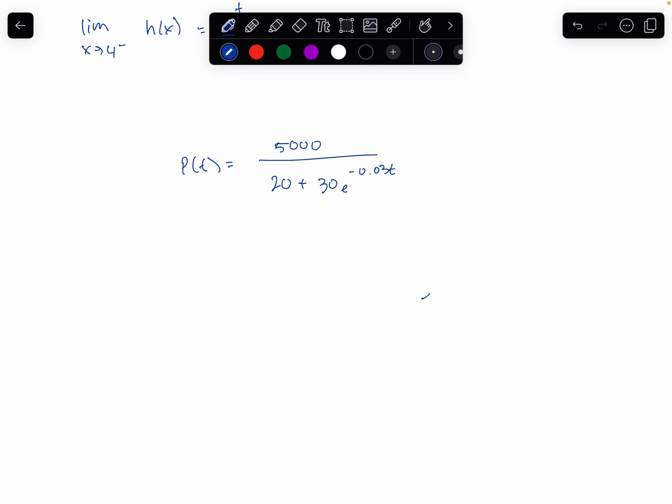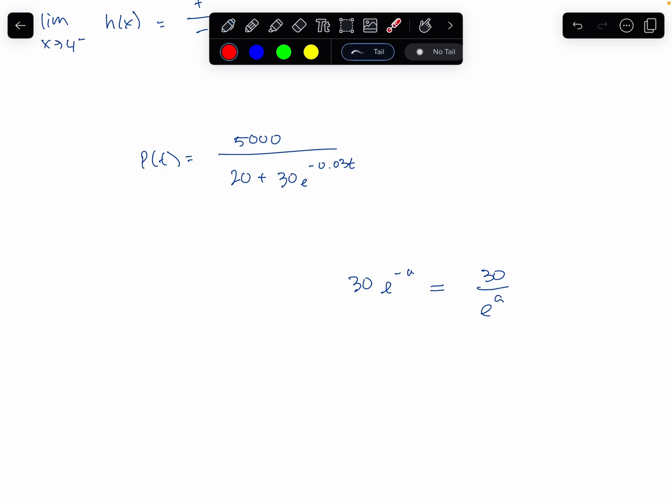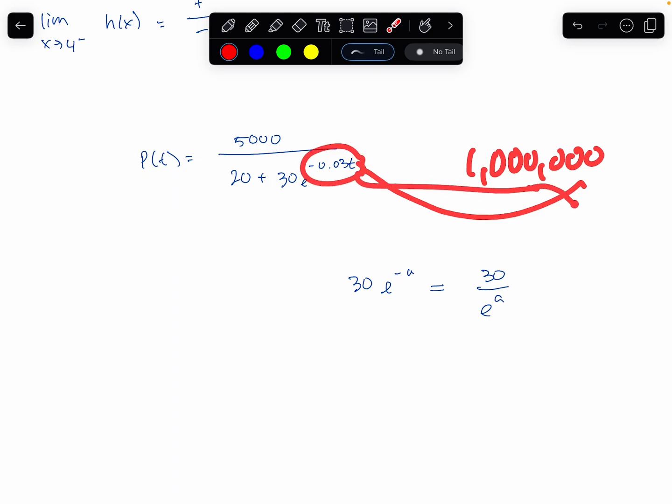And if I have e to the negative value, something like that right there, so this would be 30 times e to that negative value, which would make that the same thing as 30 over e to that positive value. So essentially thinking about it, if I'm plugging in an infinitely large number here, like 1 million, that's going to be the same thing as if I'm plugging in 1 million here.